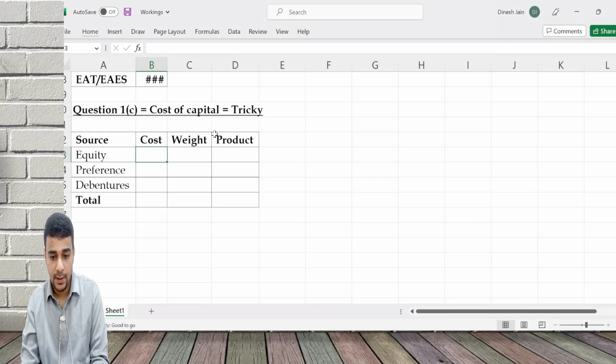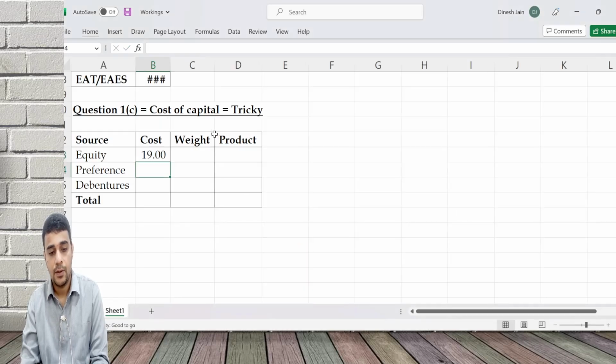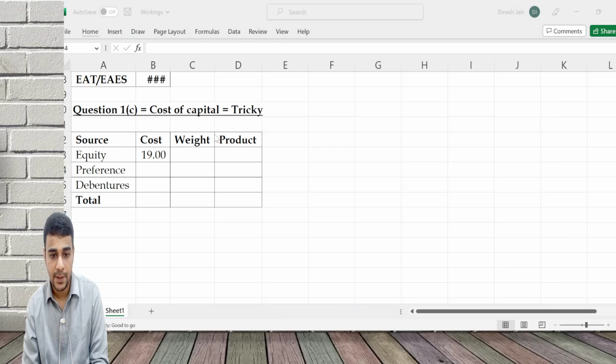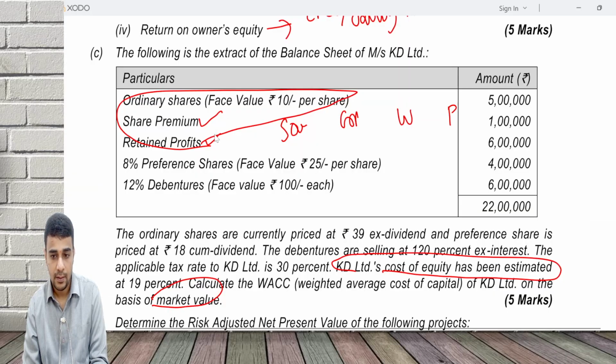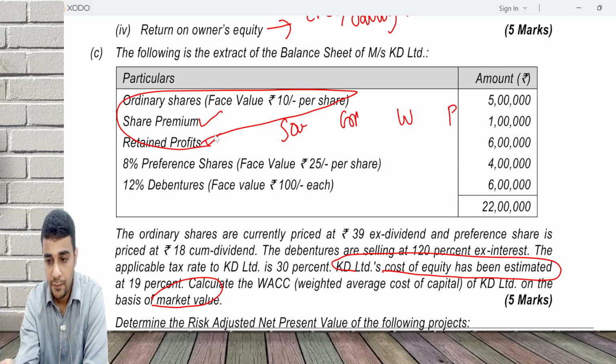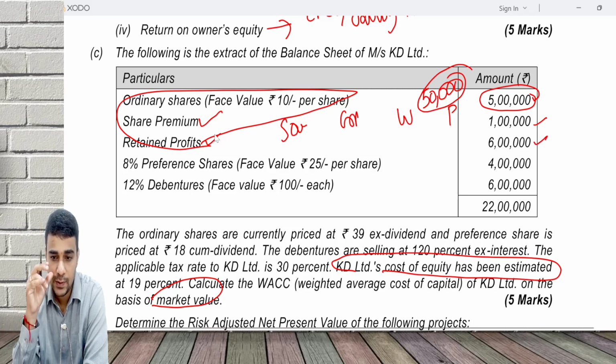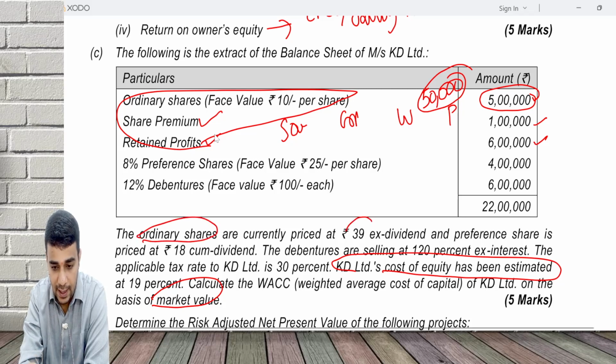Cost of equity is given in the question as 19%. Weight of equity: 5 lakh divided by 10 gives 50,000 shares. There's no separate value for premium and retained profits because the market values everything together. The equity shares are valued at 39.